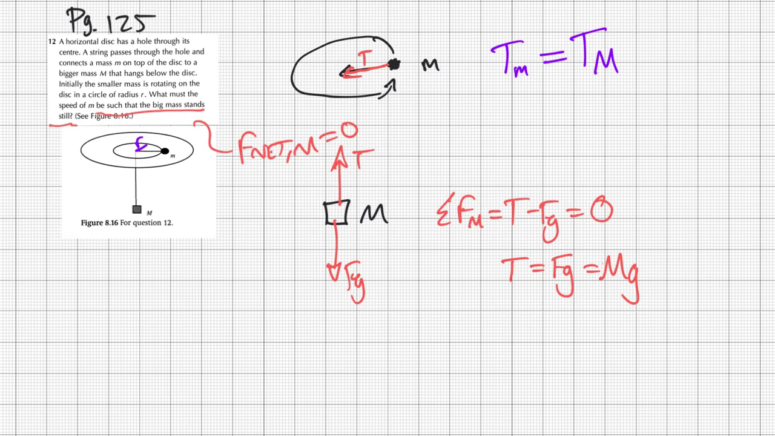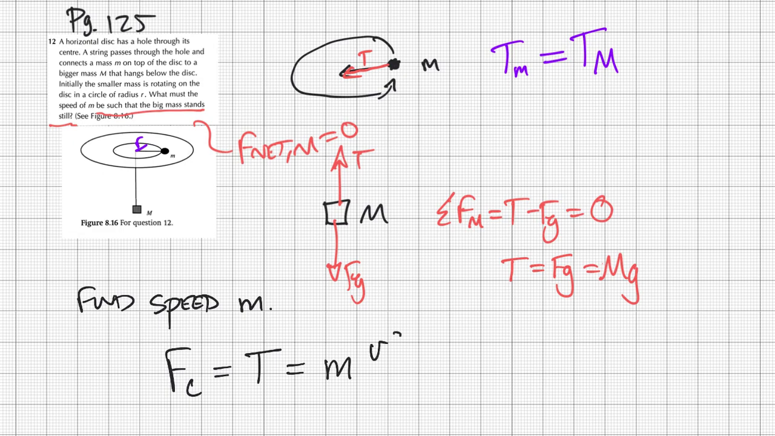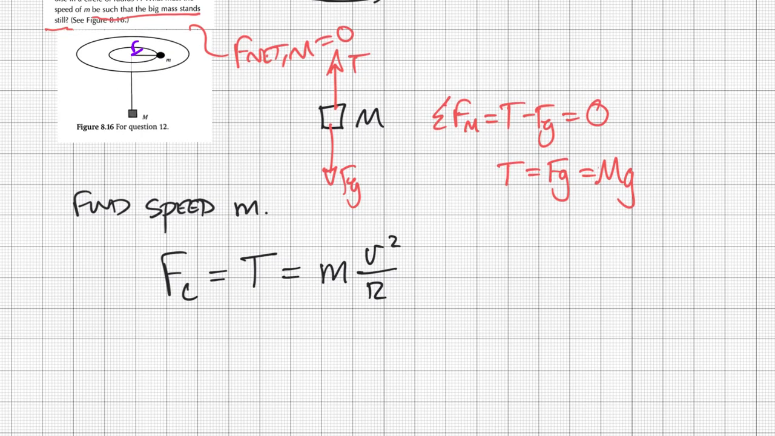And so let's then find, it wants us to find the speed of little m. So we're going to use the equation: centripetal force, which is the tension, equals the mass times velocity squared over r. Our tension force is going to equal big M times g. We're getting that from here. Equals little m v squared over r.